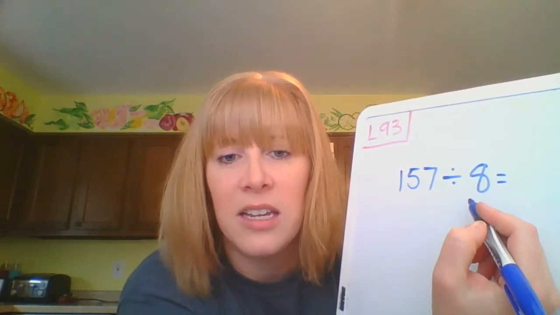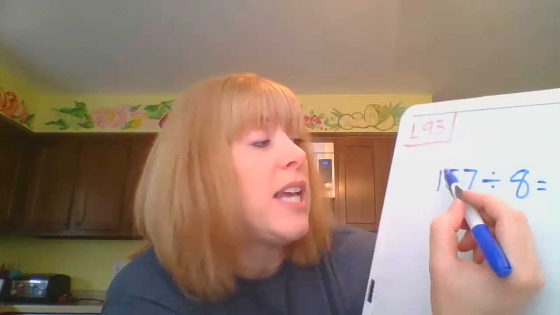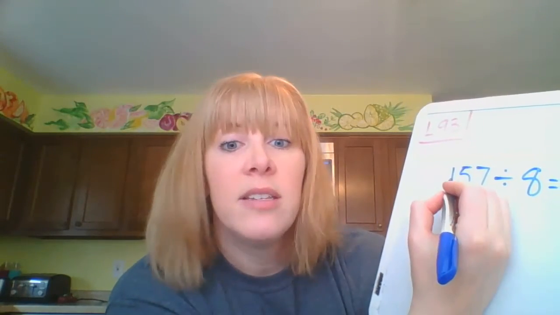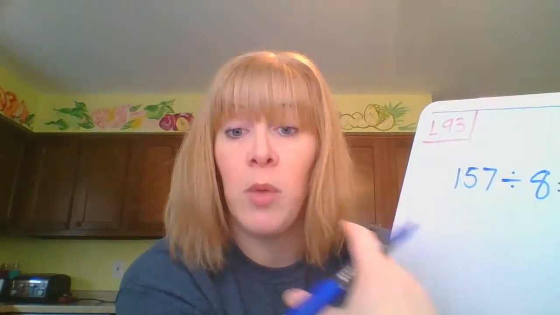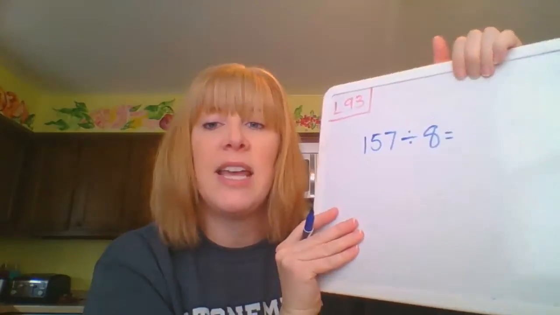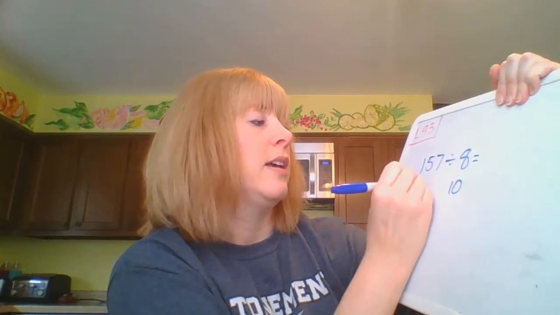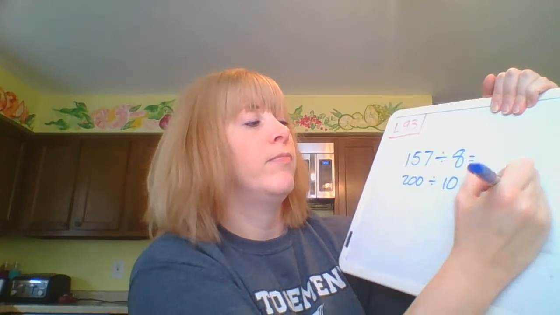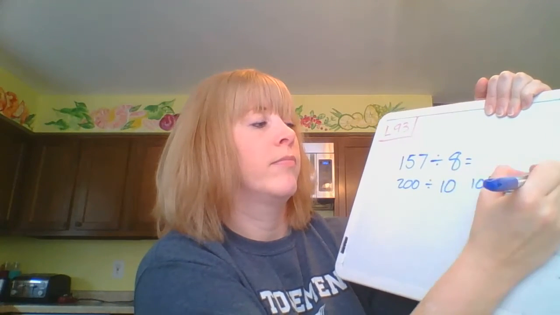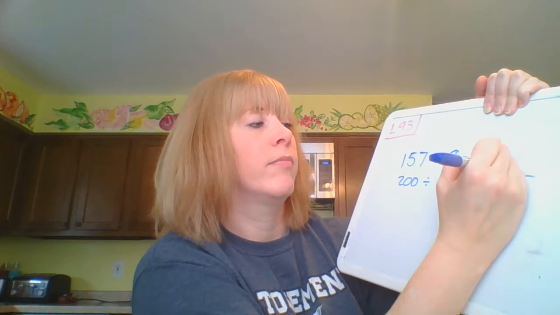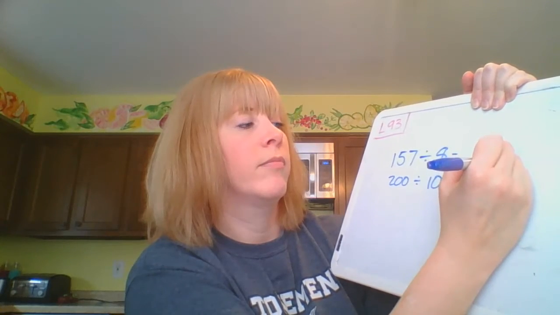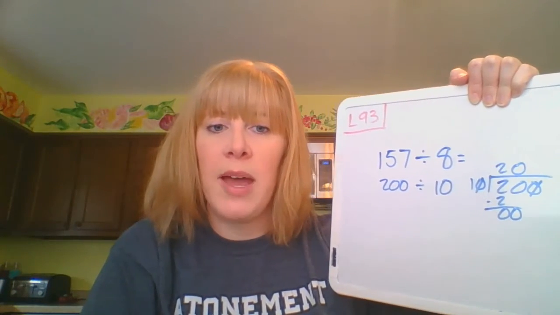I could say, hey, 8 is above 5, so I'm going to round that to a 10. And I could say, I'm going to round that to a 200 because 57 is over 50, it's over the middle point. So I could say I'm going to round that up. So if I had 200 divided by 10, I'd end up with 20 for my quotient.